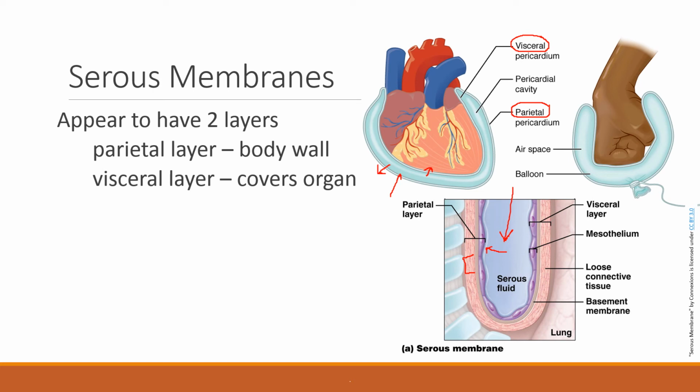The peritoneum, which surrounds the intestines, the pericardial sac, which surrounds the heart, and the pleurae, which surround the lungs, are examples of serous membranes.